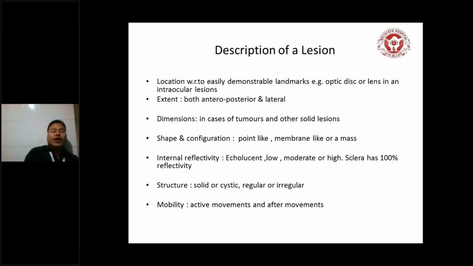So to describe a lesion, certain things should be kept in mind. Suppose there is a lesion. We have to see where the lesion is present, where the lesion is located. We have to compare it to a demonstrable landmark, suppose the optic disc or lens. So whether the lesion is superior to the disc or inferior to the disc, or it is temporal to the disc, like that.